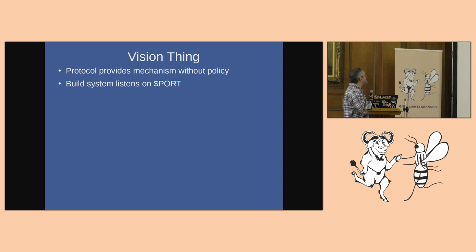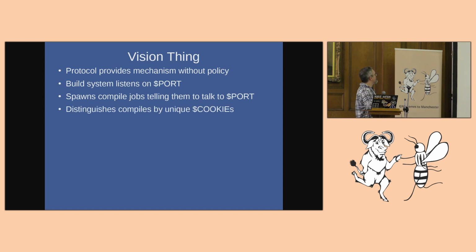And anyway, the build system creates one of these things that listens on some particular port, spawns all its compile jobs telling them to go talk to that particular port, and distinguishes these different compile jobs by giving each one a different cookie that it then gives back in the handshake so it knows which is which. I'm not trying to be cryptographically strong here. If you've opened your port up to the world and your build system, you're an idiot. Don't do that. So clearly there are denial of service attacks here, but if you're being denial-of-serviced by your own organization, you've got bigger problems.